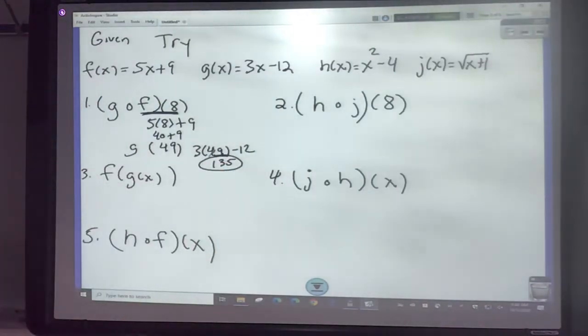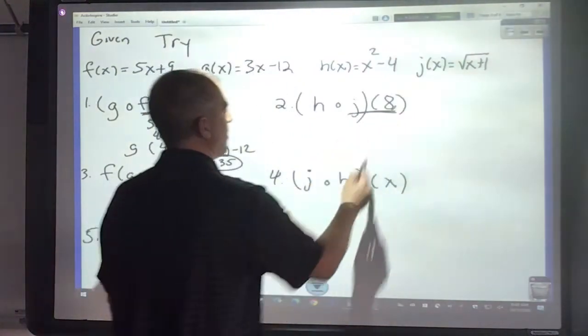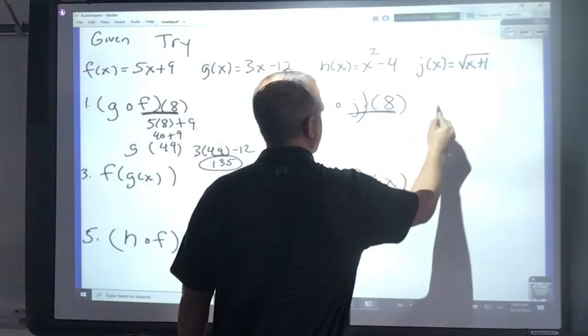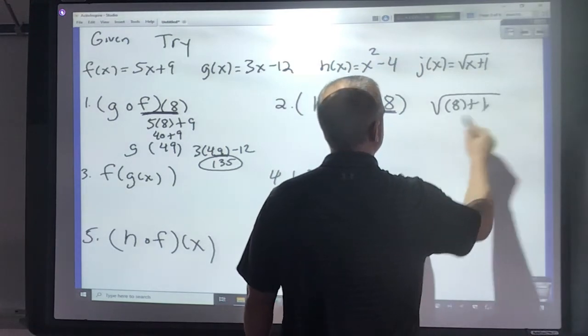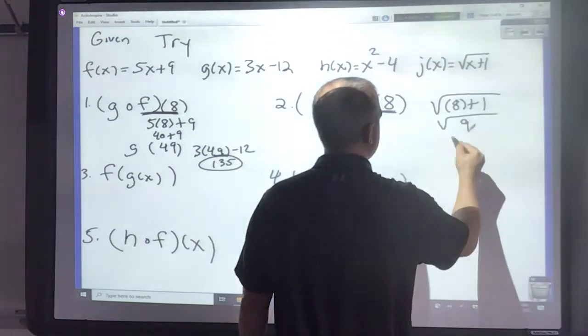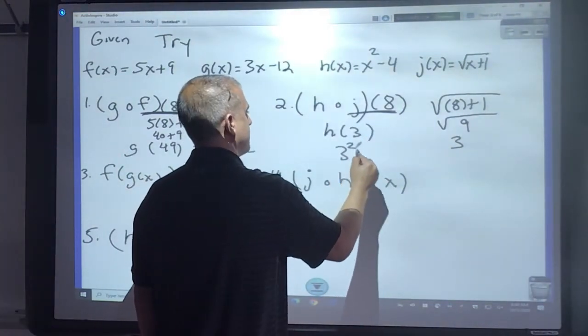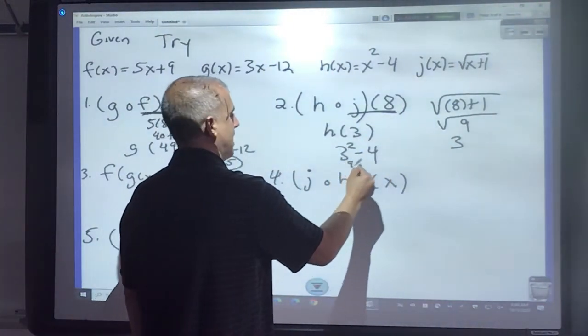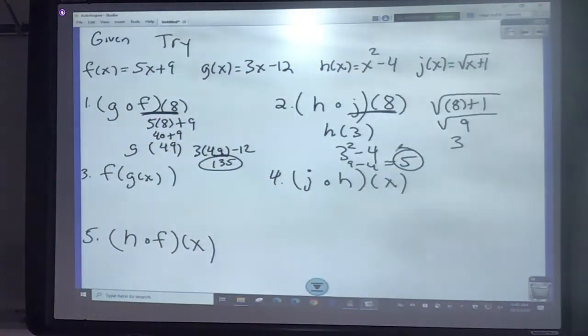This one, I'm going to do j of 8. I'm going to use my j function and put 8 where x is. So that's going to give me 3. Now I'm going to work h of 3. 3 squared minus 4 is 9 minus 4, which would give me 5 as a result. I would keep that as simple as I could.